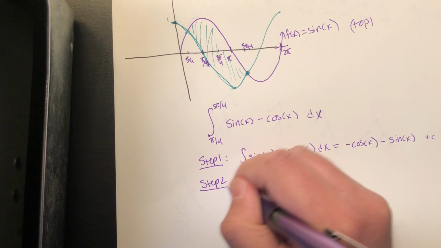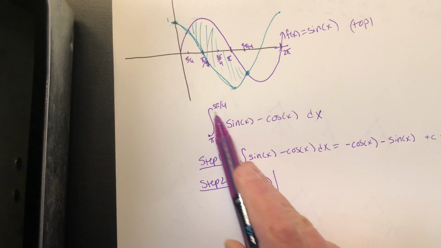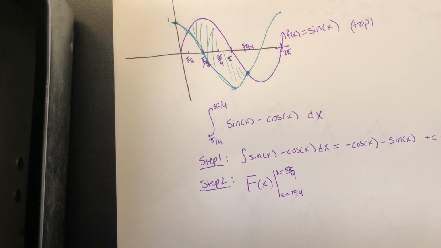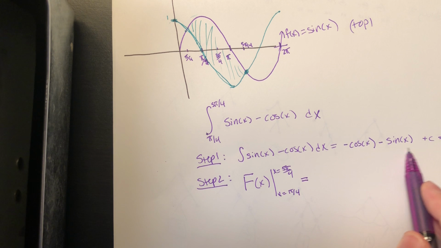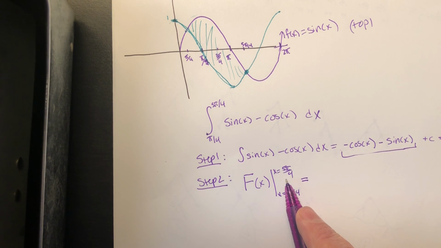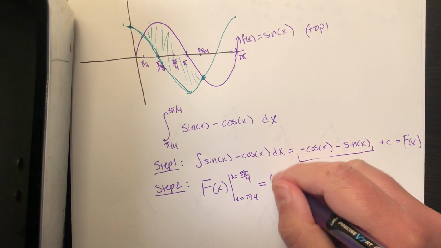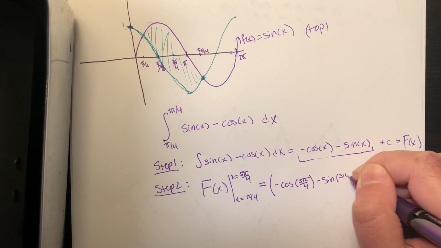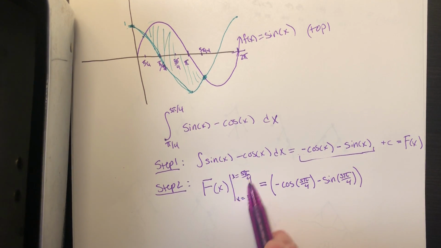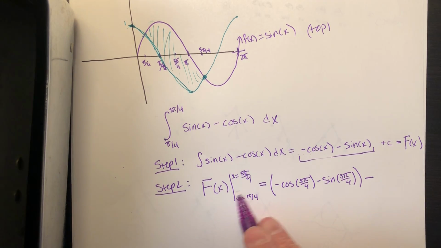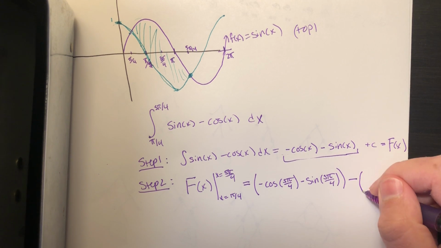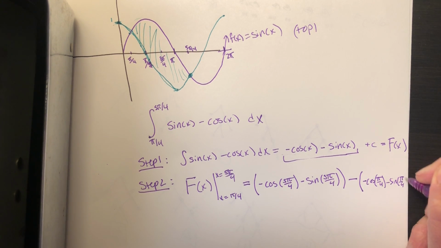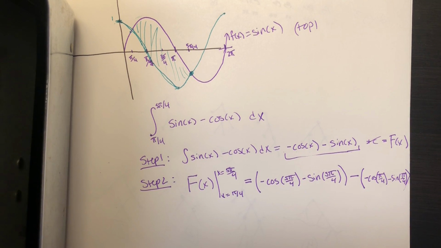So now step 2 is to take that antiderivative that we just found, that big F of x, and evaluate it at the endpoints of our interval. So 5 pi over 4 and pi over 4, and then subtract them. Right, so what we're doing here is we're taking this whole function, plugging in 5 pi over 4, then plugging in pi over 4, and subtracting them. So first we have negative cosine of 5 pi over 4 minus sine of 5 pi over 4. Right, that's big F of the first bound minus big F of the second bound. So negative cosine of pi over 4 minus sine of pi over 4. Almost out of space. And remember, the plus c goes away when you're doing a definite integral.